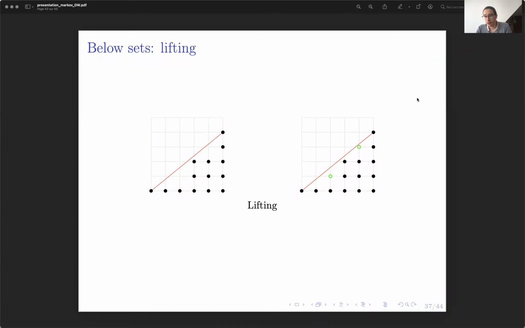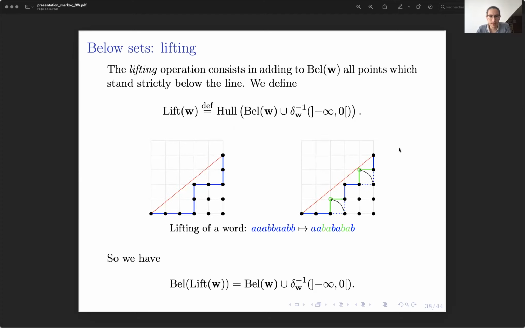After the flattening of a word, we use the lifting of a word. So we start with a packet set, and this time we want to pack under the whole line. So we add these green dots. And it extends on a map to our words. And we obtain from this path, this new path, and the associated word with it.